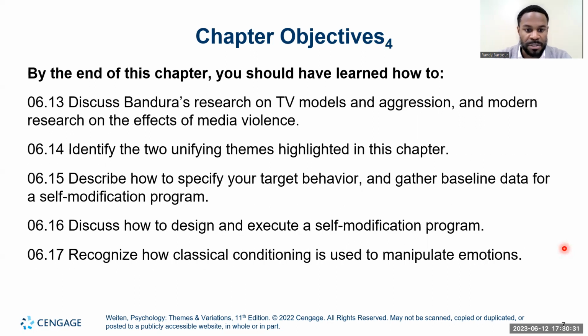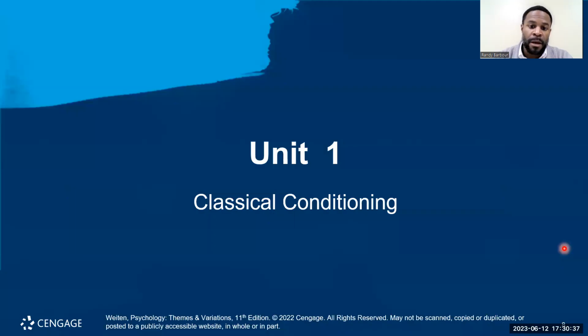Okay, so here are the objectives. It's a lot of them, but we'll talk about and highlight a few of them in more detail. The bulk of this first part of the lecture is going to be on classical and operant conditioning. Classical conditioning was kind of discovered accidentally. We'll talk about how that happened.